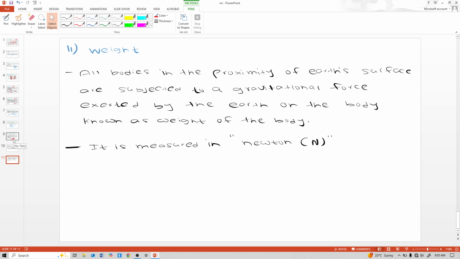Now weight. All bodies in the proximity of Earth's surface are subjected to gravitational force. The meaning of the word proximity is the state of being near to something, near to Earth. All bodies near to Earth's surface are subjected to the gravitational force exerted by the Earth on the body, known as the weight of the body, and it is measured in Newton.